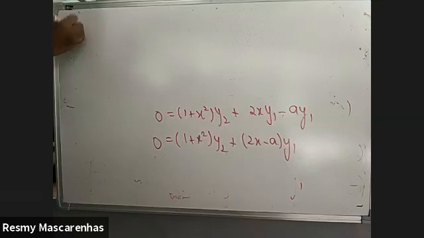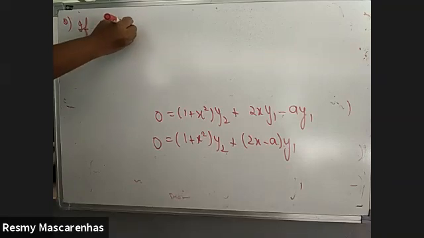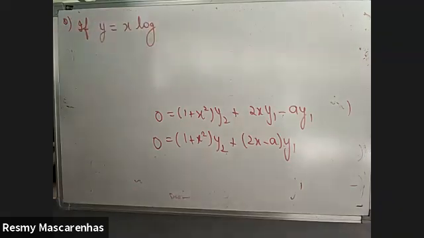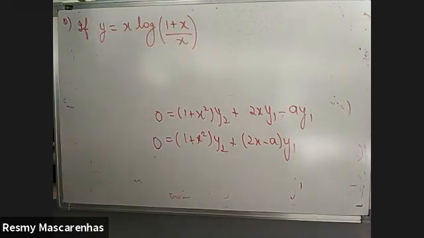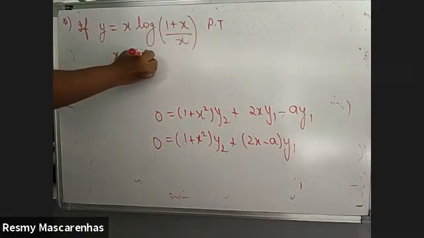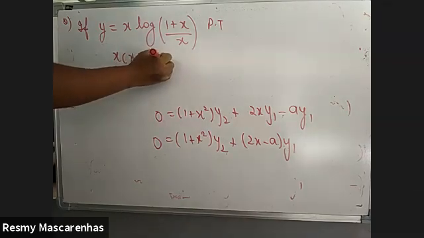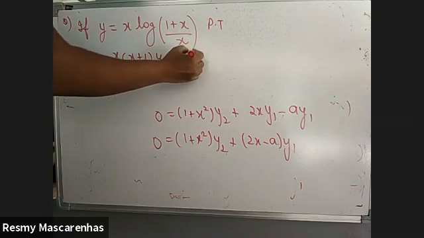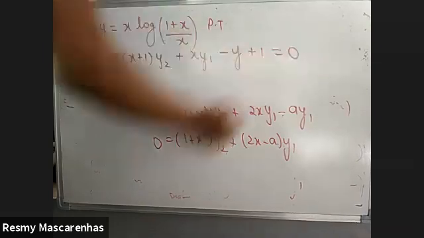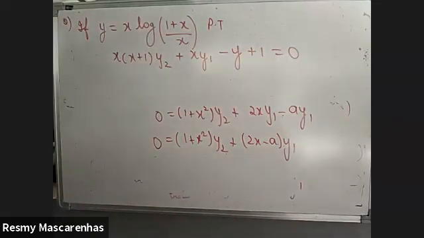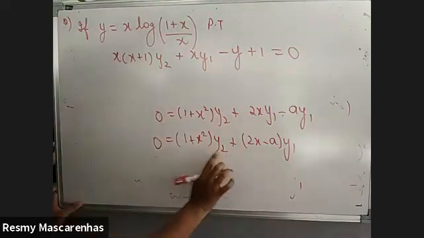Next question is y is equal to x log of (1 plus x) upon x. Prove that x into (x plus 1) y2 plus x y1 minus. This is the same as the previous one, if you are looking at the answer.